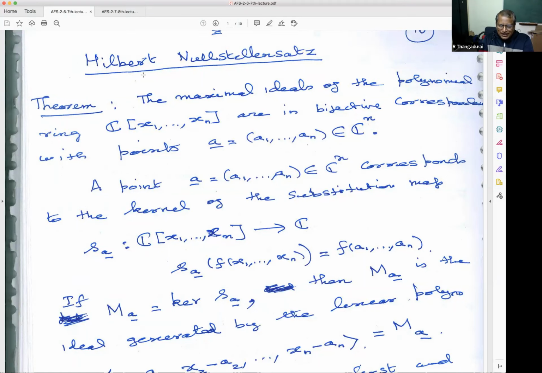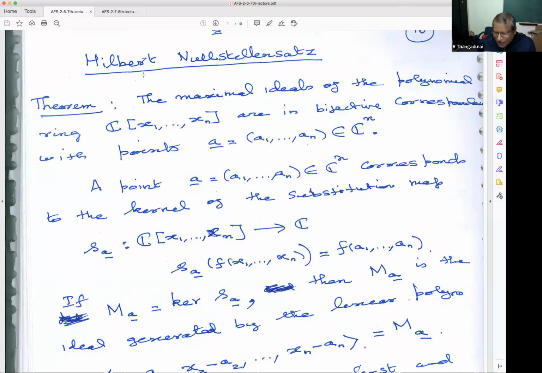The set of all maximal ideals in this ring is in bijective correspondence with points, n-coordinate complex points in C^n. Okay, n variables and points in C^n. So given a point, we construct a maximal ideal, and given a maximal ideal in the polynomial ring, we construct a point. This is the bijective correspondence.